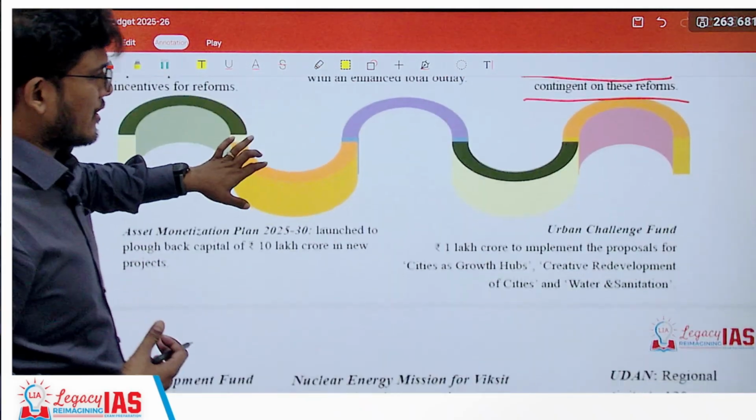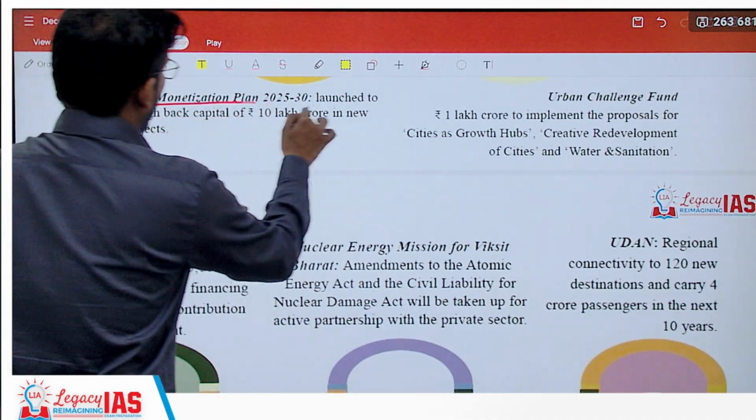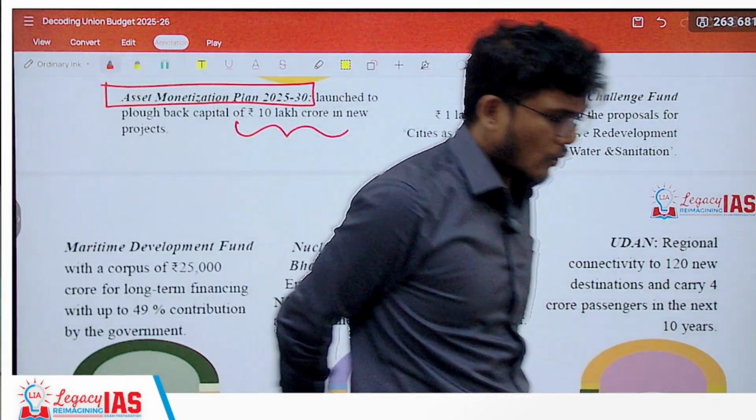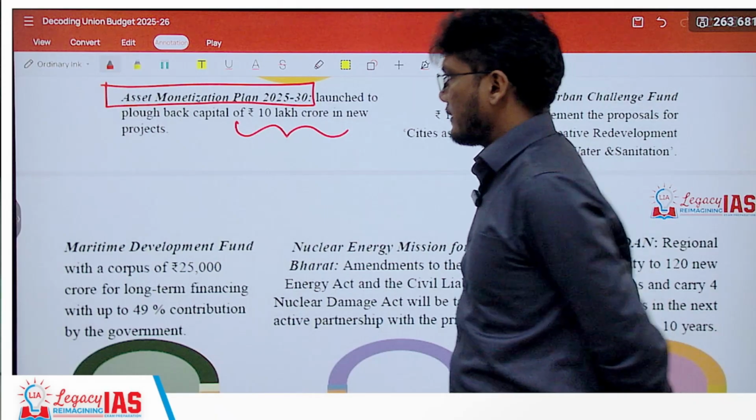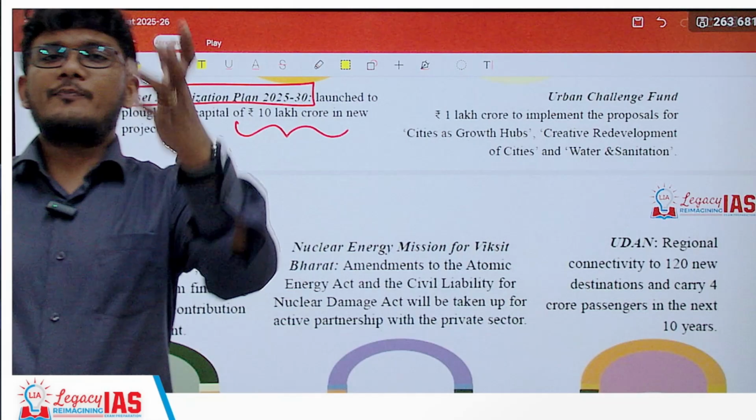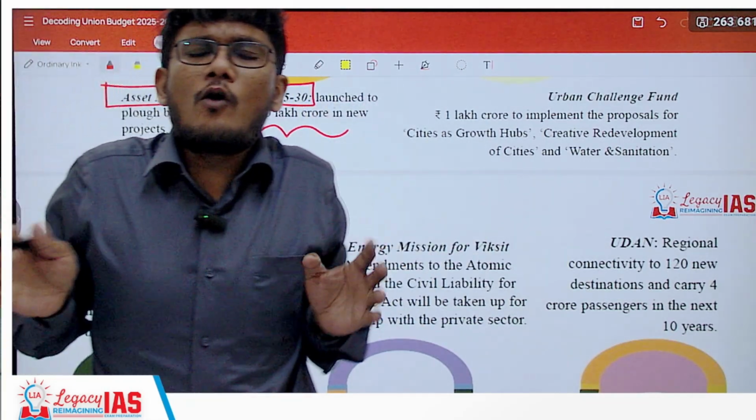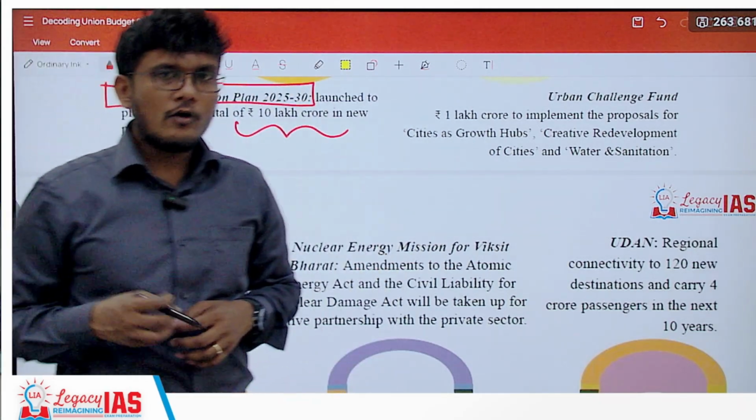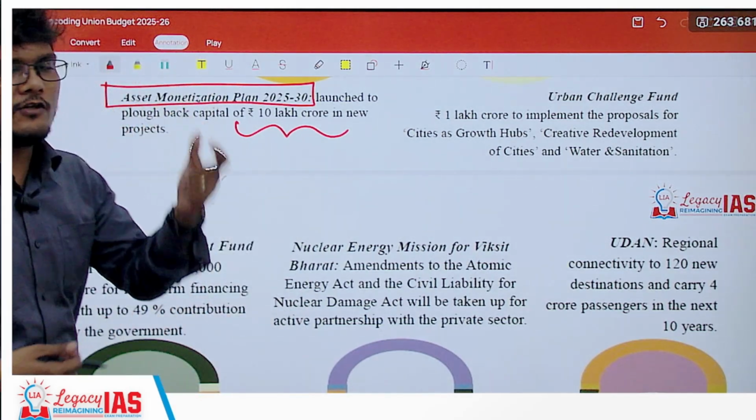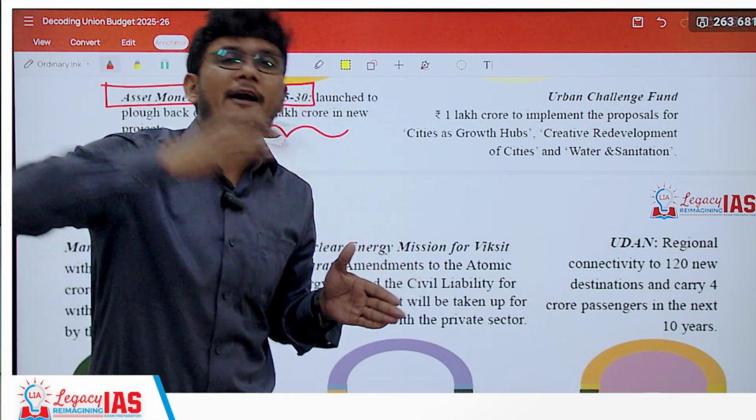So incentivization is there. Then you have the asset monetization plan for 2025-2030, wherein the government wants to plow back around 10 lakh crore into new projects. Now what is asset monetization? See, when the government does some capital investment, there is a possibility of creation of capital assets, infrastructure development, and so on and so forth. They are capital assets. Now the assets should reap revenue. So the government wants more and more revenue to be generated. So when you are utilizing an asset to generate revenue, that means you are monetizing the asset.